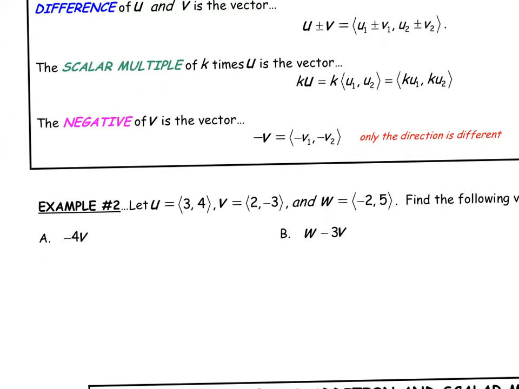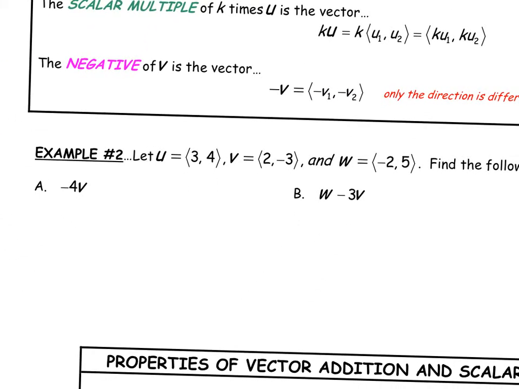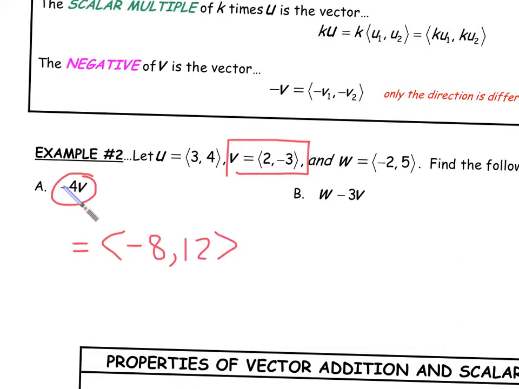So not overly complicated. What's this first one here? This first one says I'm going to take the opposite of 4 times v. So here's v. All you have to do is quadruple each piece and take the opposite. So I get this equals -8 and +12. Why? Because -4 times 2 is -8, and -4 times -3 is +12. And that's it. We're done.